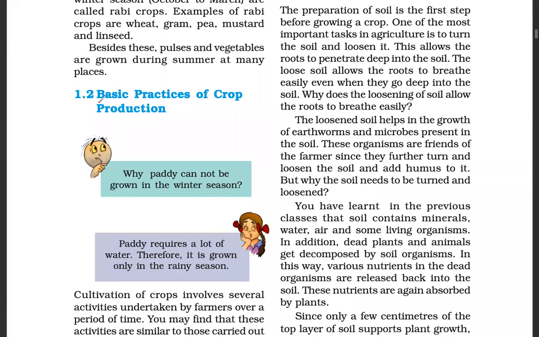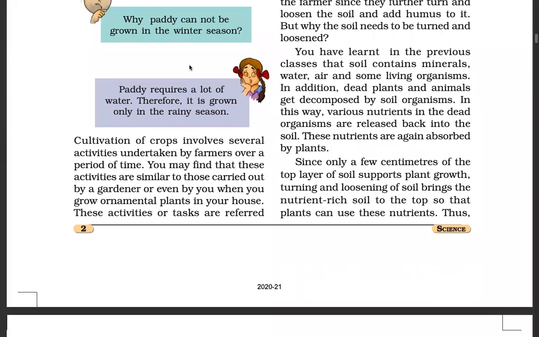Okay. Basic practices of crop production. So basically, what are the basic practices of crop production? Cultivation of crops involves several activities undertaken by farmers over a period of time. Many things are involved, activities done by the farmers in a specific period of time. You may find that these activities are similar to those carried out by a gardener, or even by you when you grow ornamental plants in your house, right?